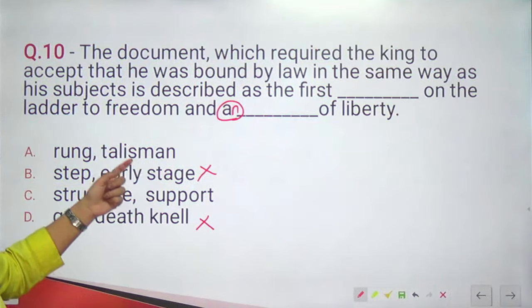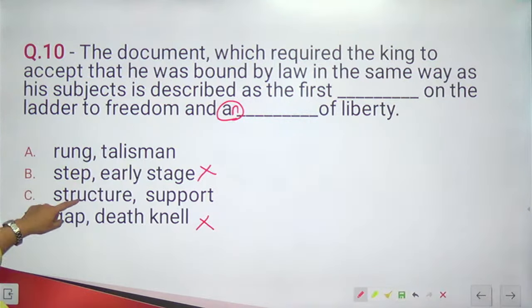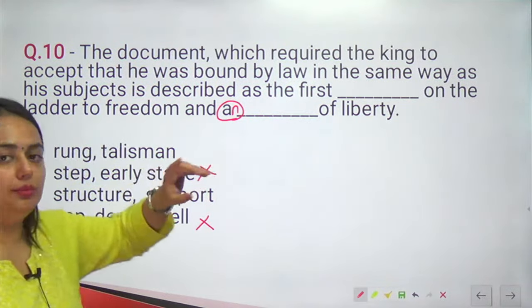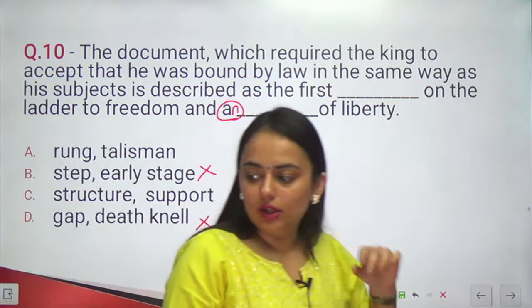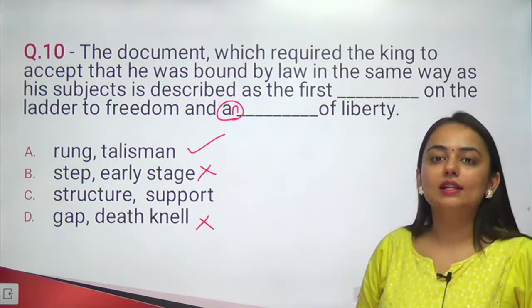Structure and support. His subject is described as the first structure on the ladder of freedom and a support of liberty. So how can we say structure on the ladder of freedom? The meaning is distorted. It doesn't clear anything. So answer should be a rung and talisman.